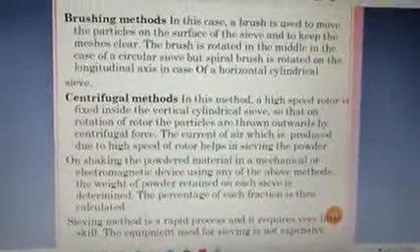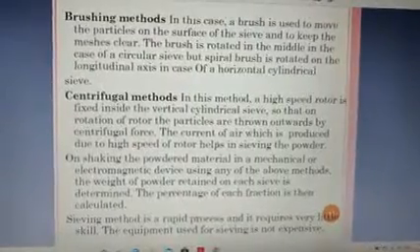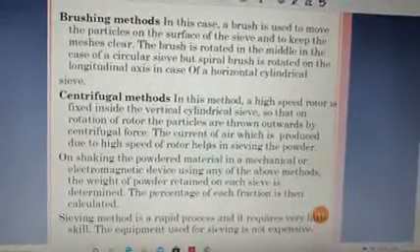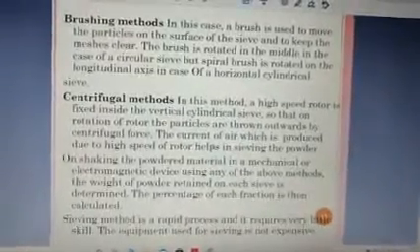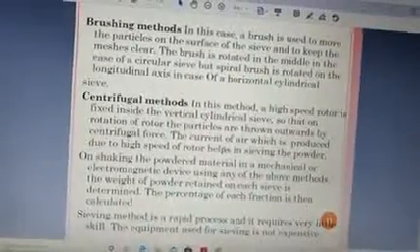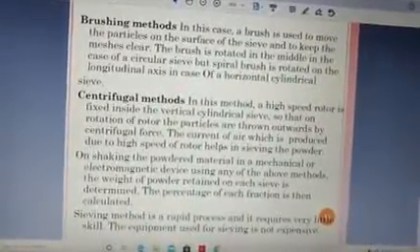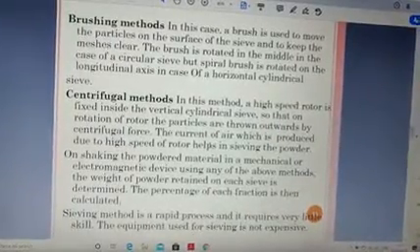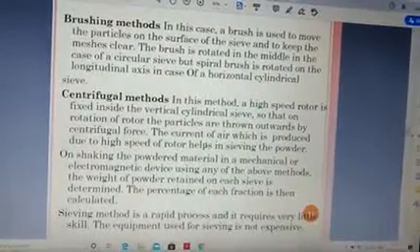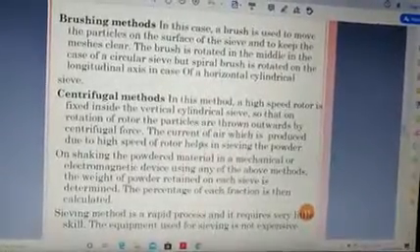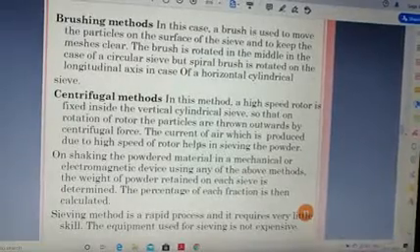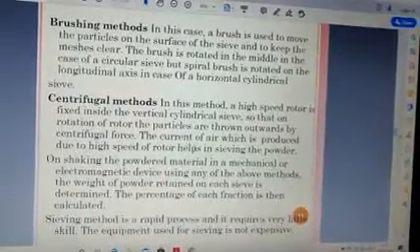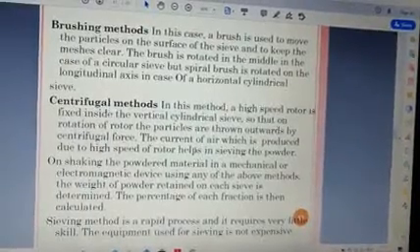Next is the centrifugal method in sieving. In this method, a high speed rotor is fixed inside the vertical cylindrical sieve. Like you all normally know how test tubes are kept in a cylindrical centrifugal assembly, so for doing centrifugation we have test tubes inside a cylindrical assembly. Similarly, a high speed rotor is fixed inside the vertical cylindrical sieve so that on rotation of the rotor the particles are thrown outwards by centrifugal force.